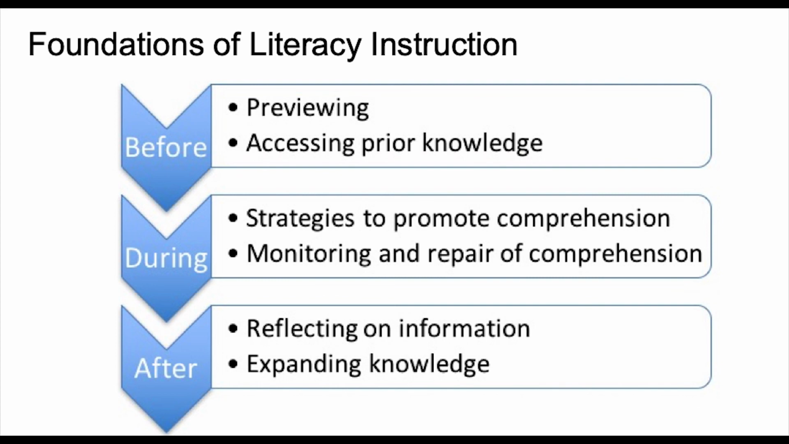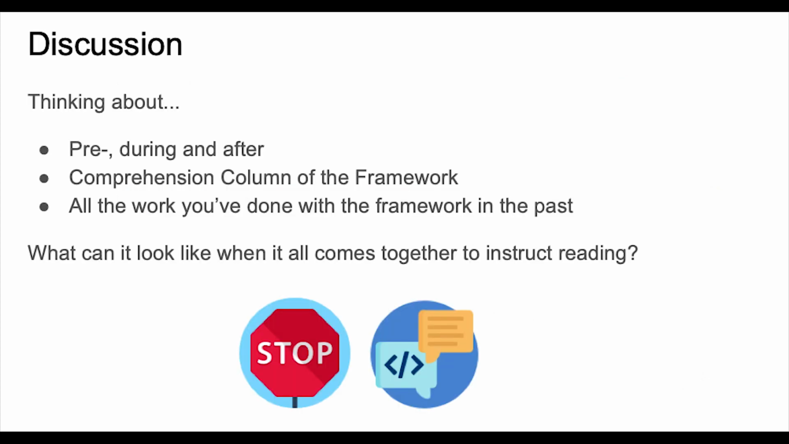So just the last discussion today, and I'm not going to come back and wrap anything up after this, but I do want you to have this conversation here. While you're thinking about the idea of those 4 elements within that third column of the framework, think about pre-instruction, during instruction, and after instruction, and think about all the work that you've done with the framework in the past or with literacy instruction in the past, and just think about what this can all look like when it comes together to instruct reading and to instruct kids so that they are successful in the curriculum. Have that discussion for a few minutes, and then we'll wrap that up.